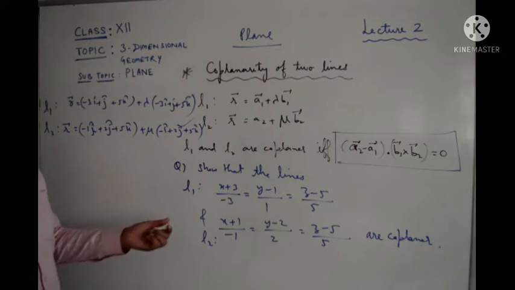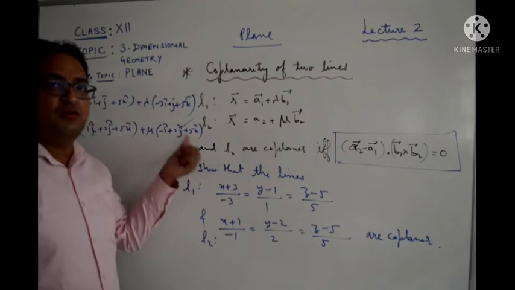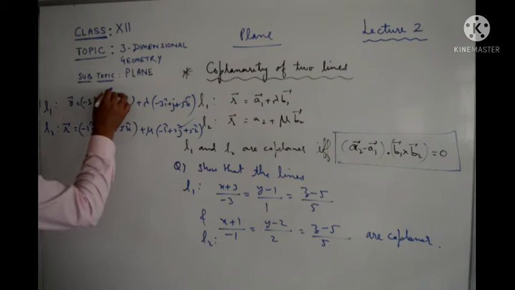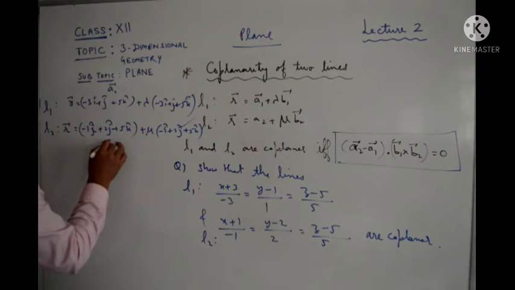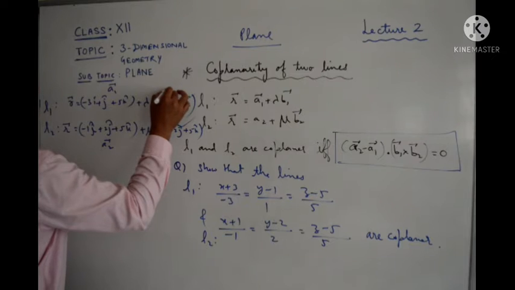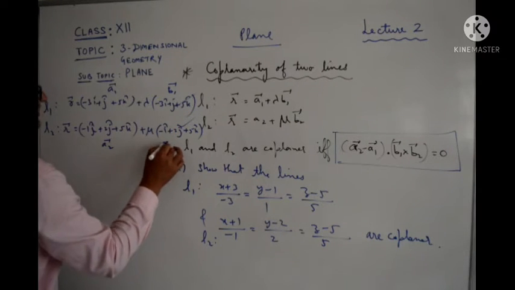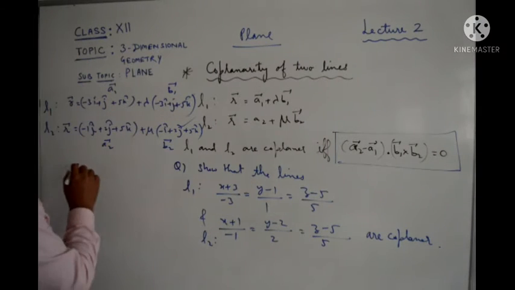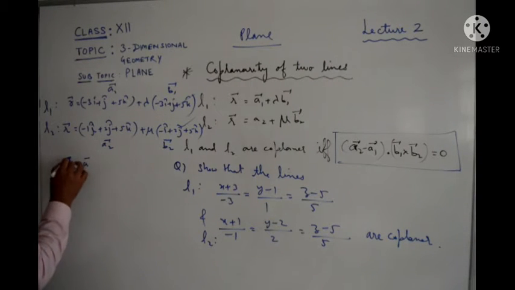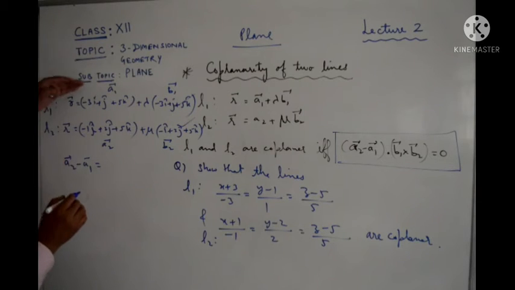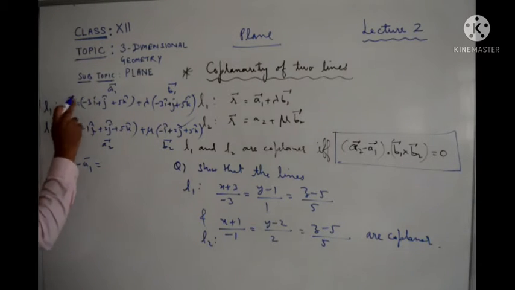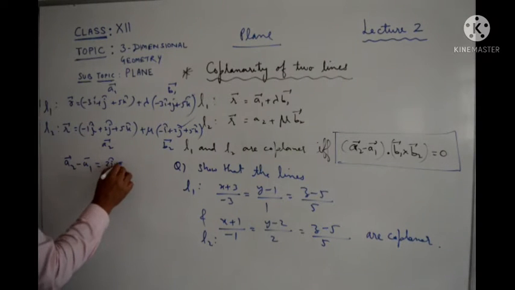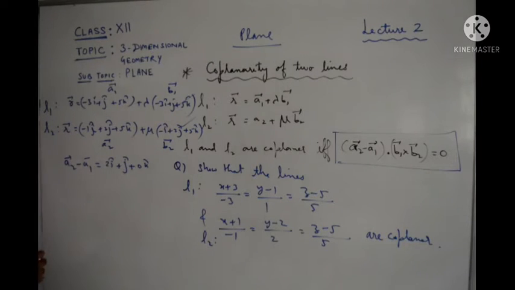I hope you know how to convert from Cartesian form to the vector form. Now we have this is our a1 vector, this is a2 vector, this is your vector b1, and this is your vector b2. So now we will find the a2 minus a1 vector. a2 minus a1: minus 1 minus minus 3, that is minus 1 plus 3, 2i; 2 minus 1, that is j; 5 minus 5, that is 0 times k. So this is a2 minus a1.